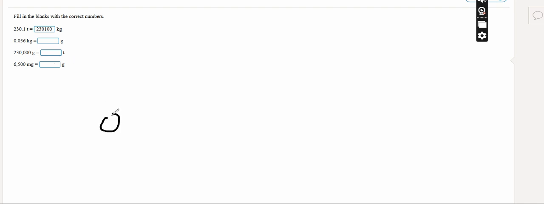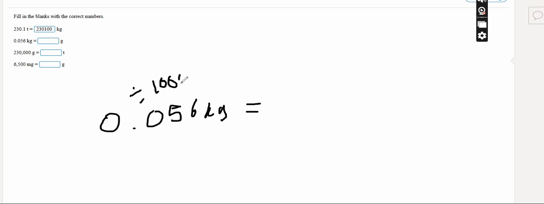So 0.056 kgs. How do we convert that into grams? What do we know about the conversion factor? 1 kilogram is 1,000 grams. So again, what will you do here? You will be multiplying by 1,000, and you will be moving the decimal point to the right. So 1, 2, 3. So what is the answer? 56.